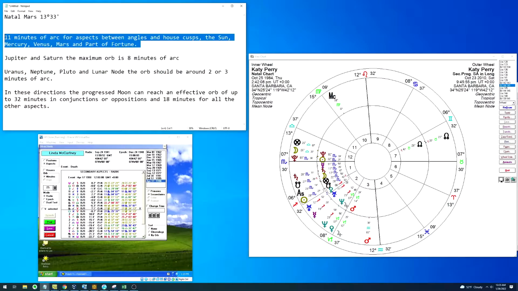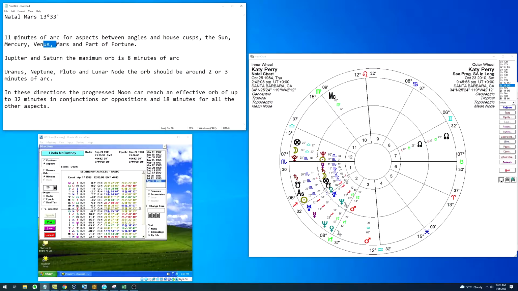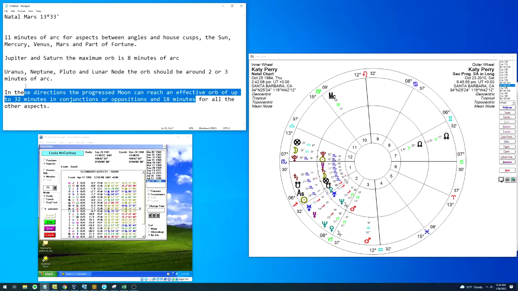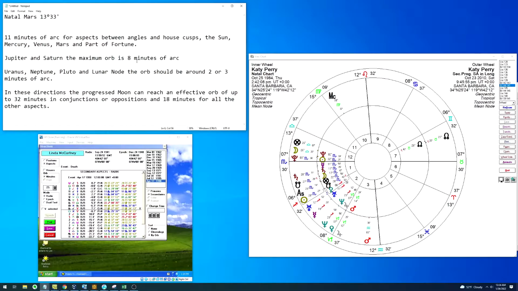Now for the orbs, 11 minutes of arc for aspects between angles and house cusps, the Sun, Mercury, Venus, Mars, and the part of fortune. For the moon, the conjunction and opposition, it has an orb of 32 minutes, and all other aspects have an orb of 18 minutes for the moon. For Jupiter and Saturn, 8 minutes of arc for all aspects. Uranus, Neptune, and Pluto and the node, 2 to 3 minutes of arc.